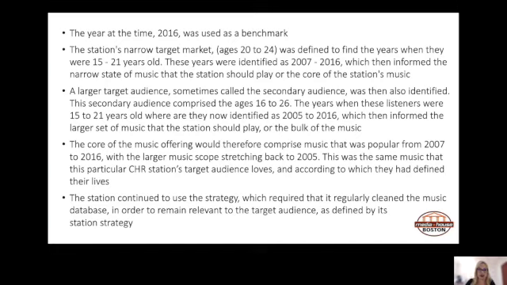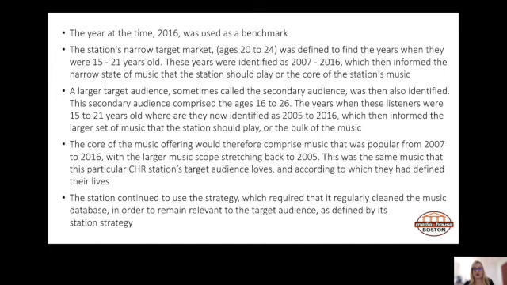These years were identified as 2007 until 2016, which then informed the narrow state of music that the station should play, or the core of the station's music. A larger target audience, sometimes called a secondary audience, was then also identified. This secondary audience comprised the ages 16 to 26. The years when these specific listeners were 15 to 21 years old were then identified as 2005 up until 2016, which then informed the larger set of music that the station should play, or the bulk of the music.